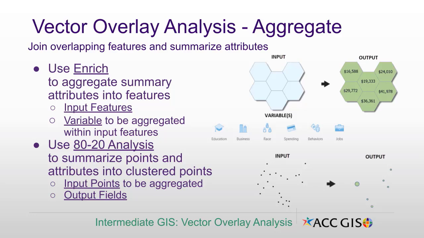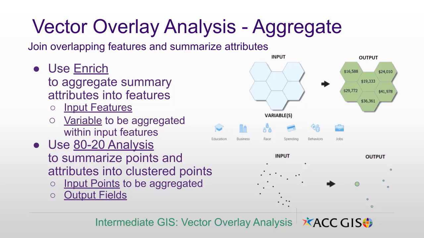We've talked about clustering, in which we can take multiple points and aggregate them into summarized points. And we actually use that functionality in ArcGIS Online. ArcGIS Pro is not as far along as ArcGIS Online when it comes to clustering points. There are a few tools that you can utilize. One of them is the 80-20 analysis, which we can use to summarize points and attributes into clustered points.